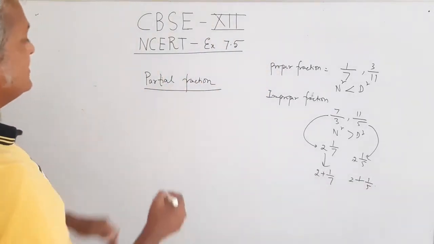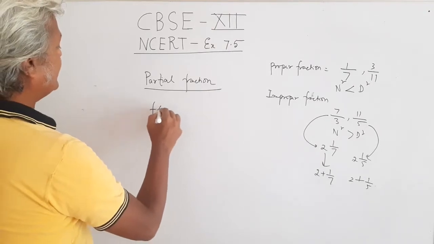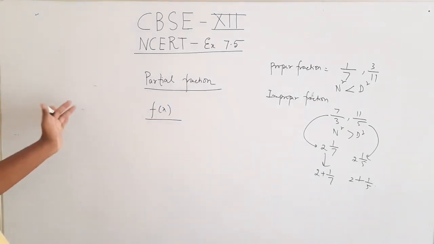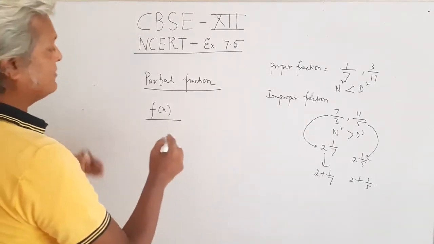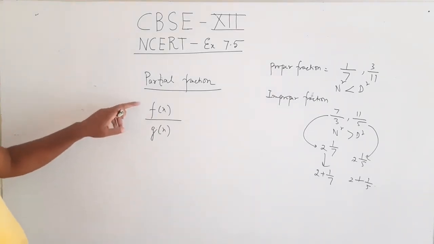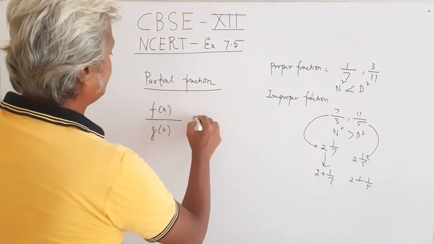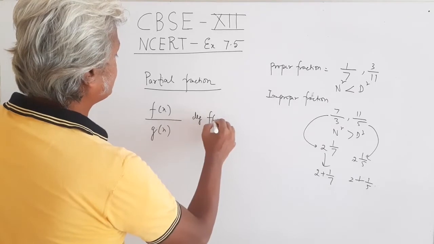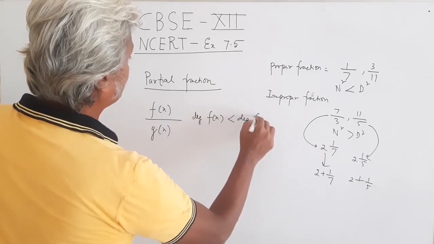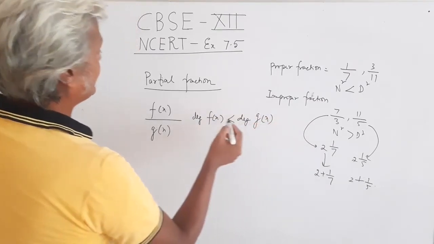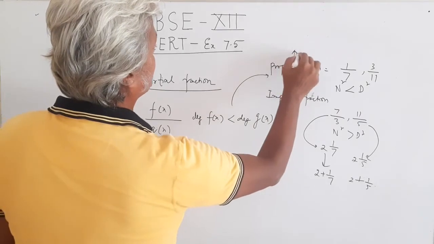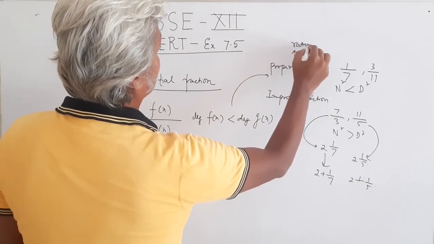In the same way, partial fractions are like functions, rational expressions where the numerator and denominator both are polynomials, like f(x) over g(x). And if the degree of f(x) is less than the degree of g(x), they are called proper rational fractions. Proper, but you just have to introduce a word called rational.